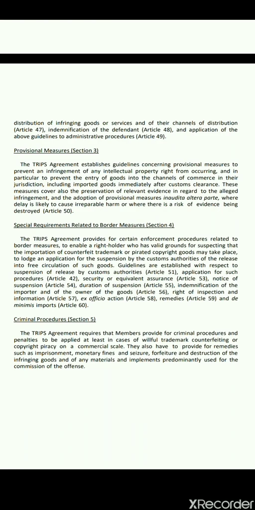The last one is criminal procedures, Section 5. As per the TRIPS agreement, members are required to provide criminal procedures and penalties to be applied at least in cases of willful trademark counterfeiting or copyright piracy on a commercial scale. They also have to provide for remedies such as imprisonment, monetary fines, and seizure, forfeiture and destruction of the infringing goods and any materials and implements predominantly used for the commission of the offence.